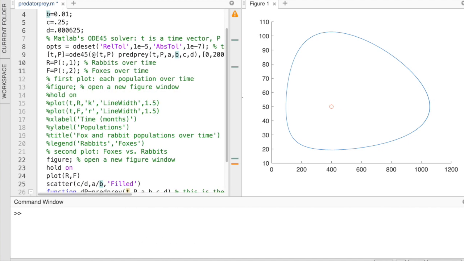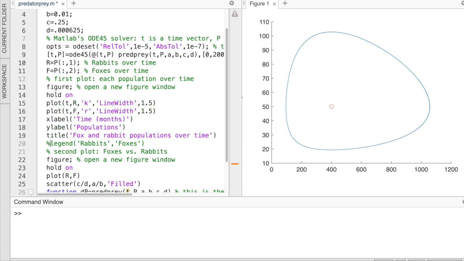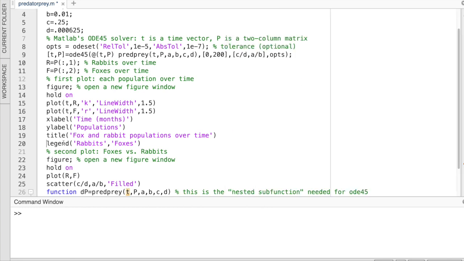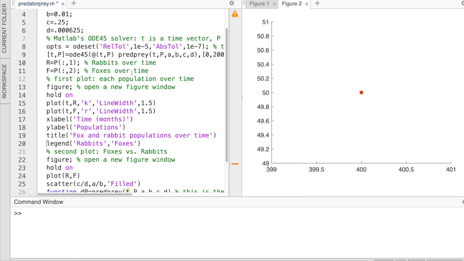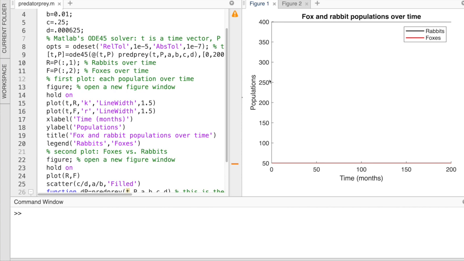Let's maybe look at that first figure too. Okay, here's our second plot. No surprise. We started at the equilibrium solution, so we stayed there forever. That's why we just have a dot. And in the first plot, it doesn't look great because 50 is down here at the very bottom, but what we get is just horizontal lines for the foxes and rabbits because they're not going to oscillate over time. They're constant.